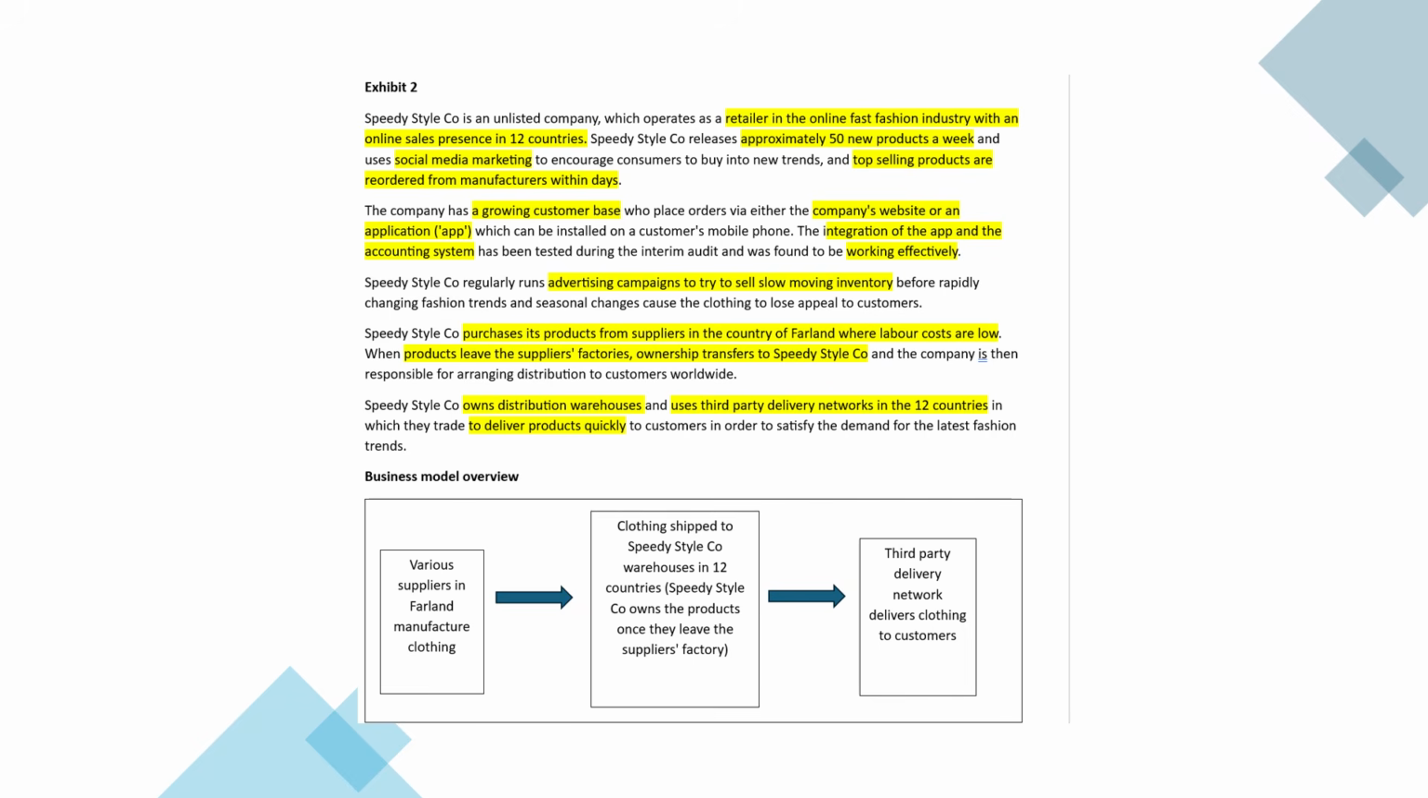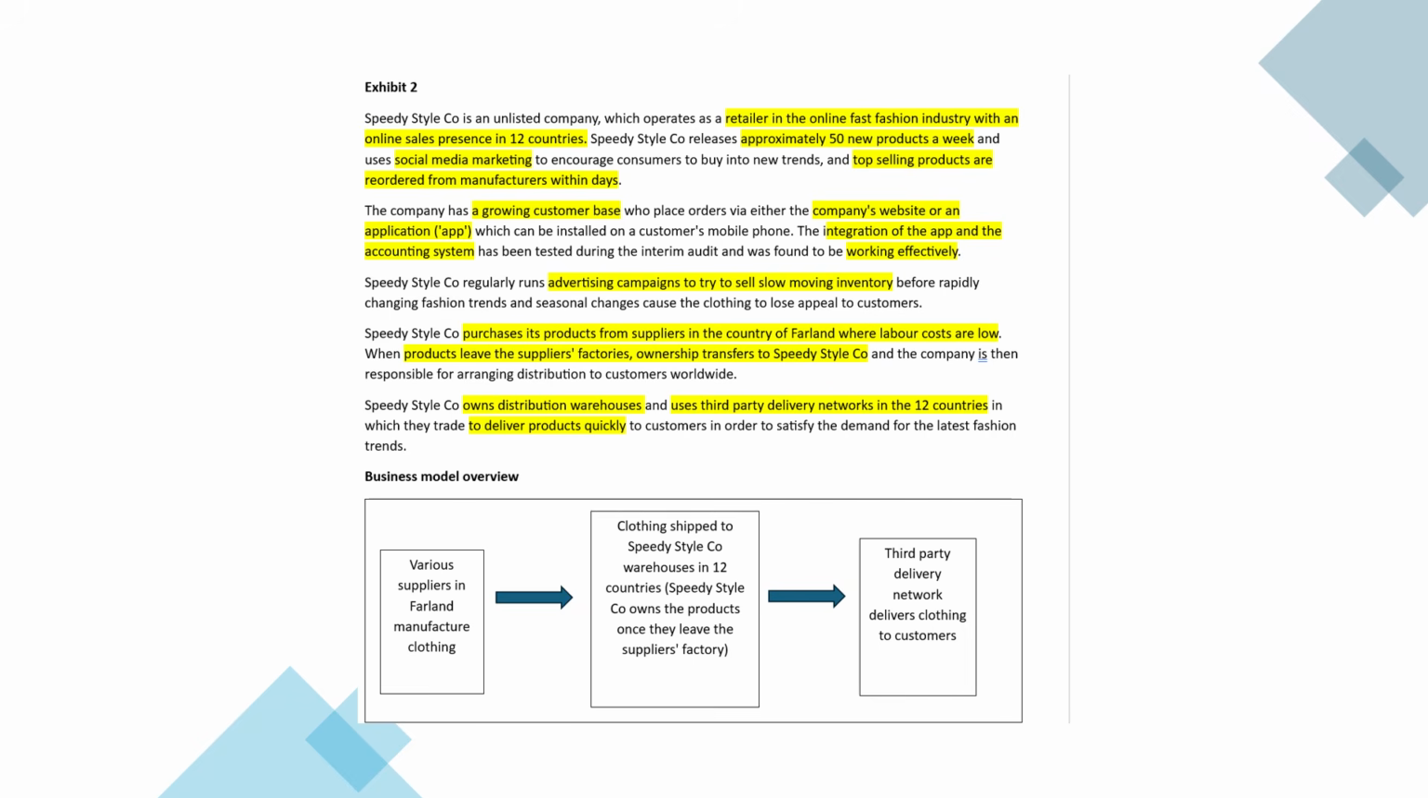They regularly run advertising campaigns to try and sell slow moving inventory. So that's sort of like my red flag now raised, because I am going to be concerned about the inventory valuation. They purchase their products from suppliers in the country of Farland, where labor costs are low. When products leave the supplier's factories, ownership is transferred to the client, and the client owns distribution warehouses, but they use third-party delivery networks in 12 countries to deliver products quickly.